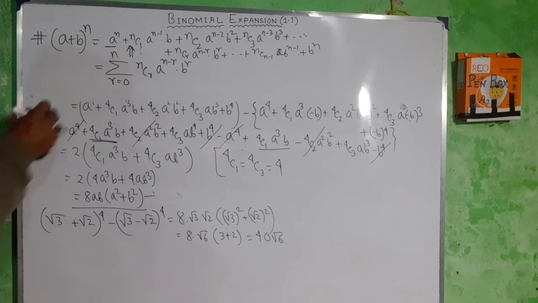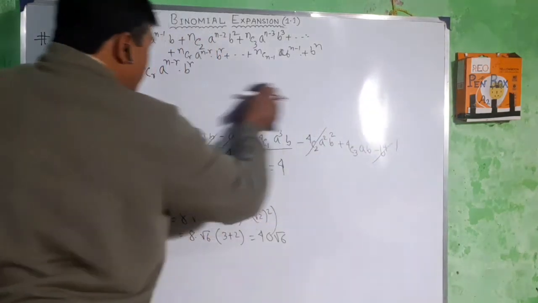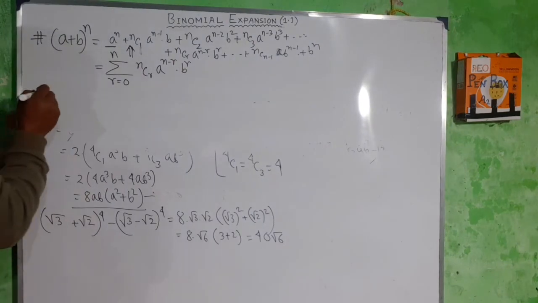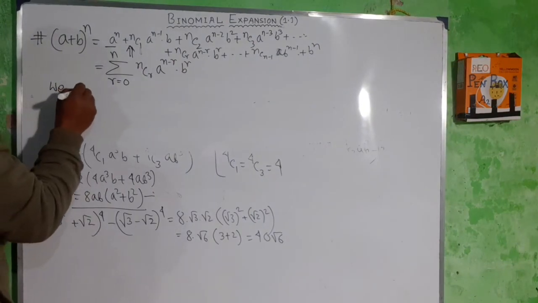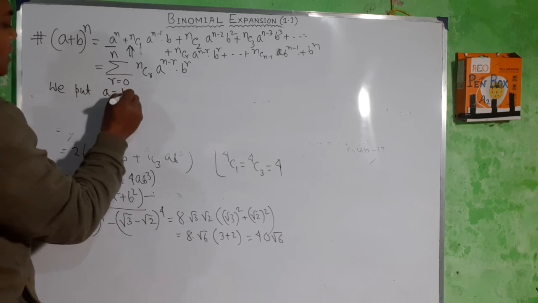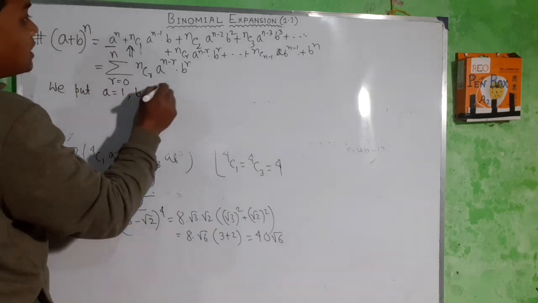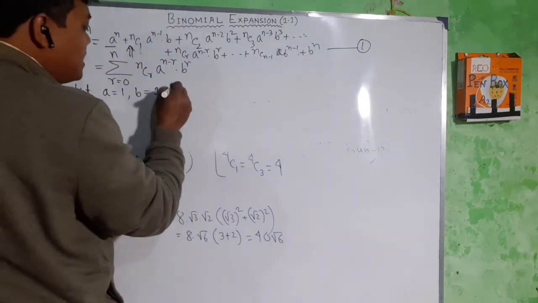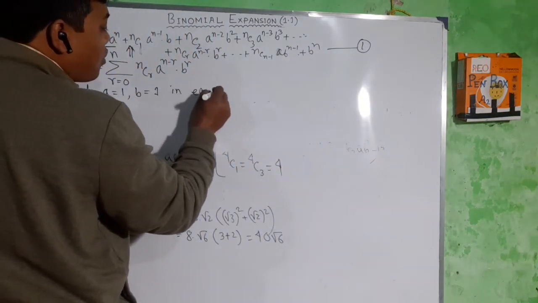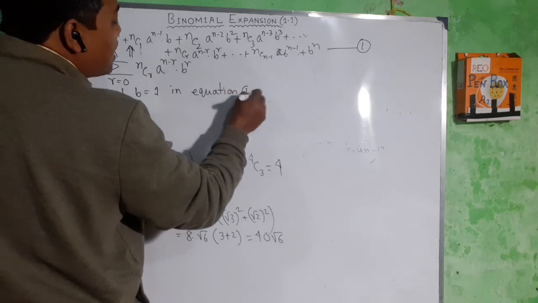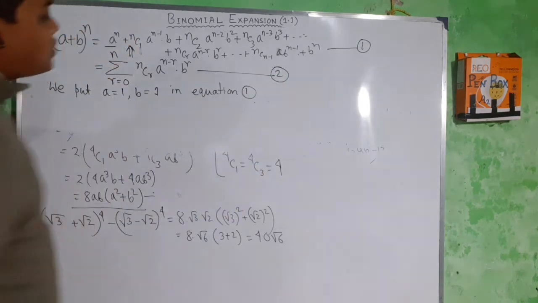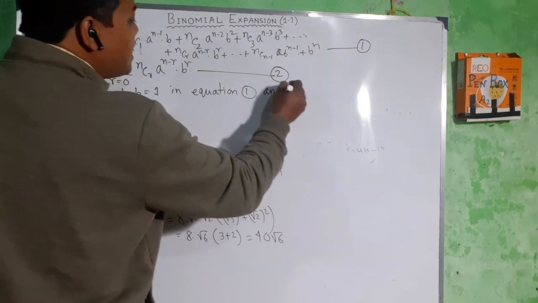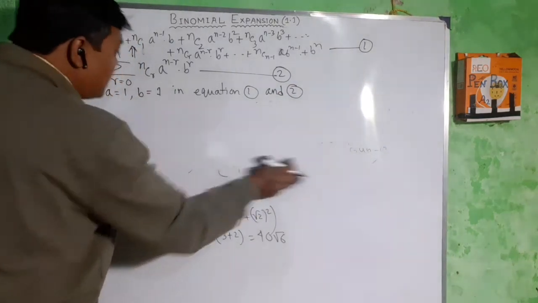Okay, so next you see that if we put a equals 1 and b equals 1 in the given identity, in equation 1 or equation 2, we will get the same expression, and symbolically you can write it down.